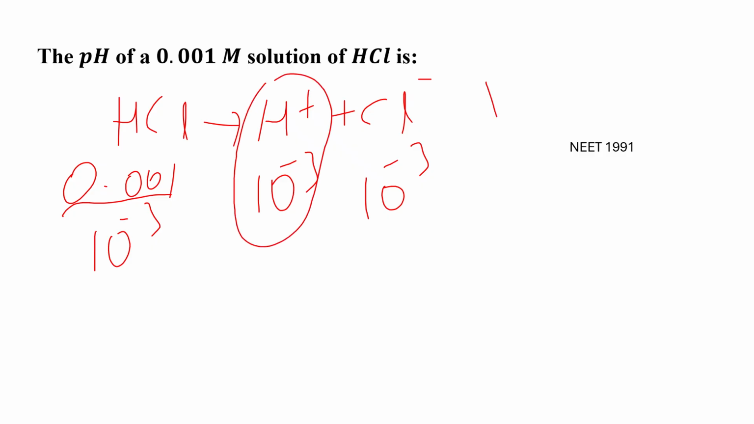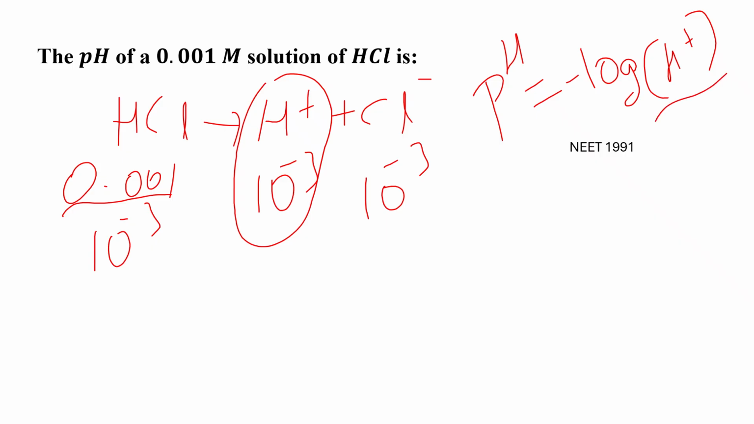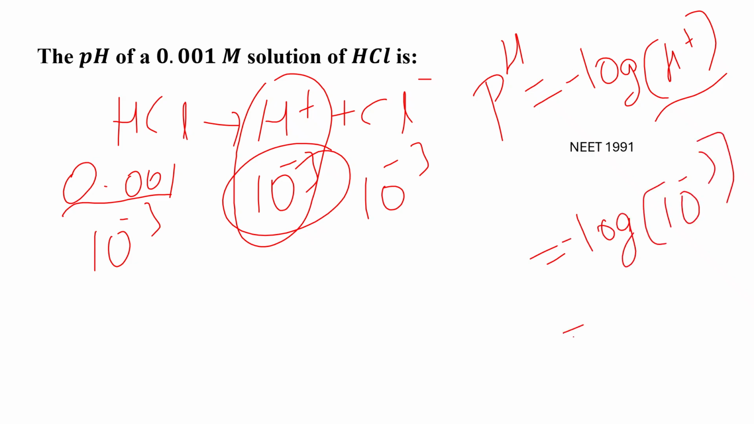So what is the formula for pH? pH is equal to minus log of the H plus ion concentration, right? The concentration of H plus ion is given, which is 10 to the power minus 3. So minus log of 10 to the power minus 3. If you solve this, you will get plus 3, because the power comes before. So minus into minus 3 is plus 3. Then log 10, the remaining is log 10.